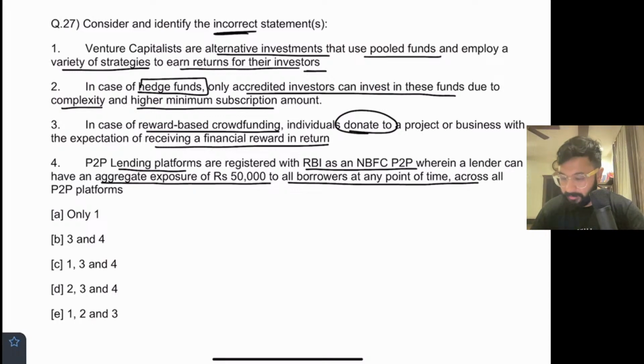Question number 27. Yes, the answer is option number C. 1, 3 और 4 तीनों गलत हैं. Only option 2 is correct. Venture capitalists are alternative investment that use pooled funds and employ a variety of strategies to earn returns for their investors.